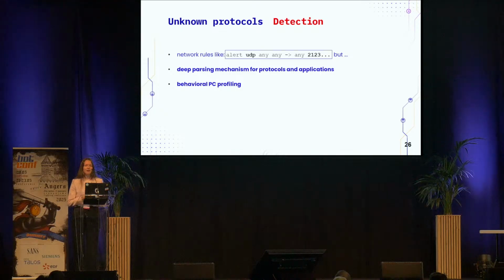I think here there are better choices. There is a reparsing mechanism for protocols and applications, building solutions for a specific system, and behavioral PC profiling. So if a user every day has some communications with some unknown protocol, it can be okay for some application or system, so it's really okay. We don't need to make alerts for this.